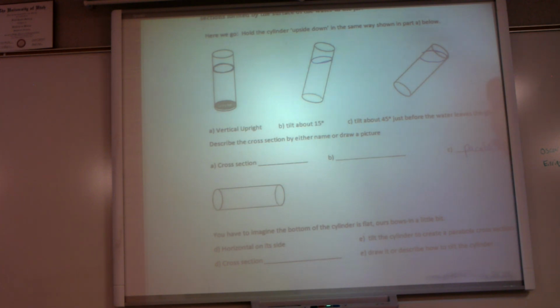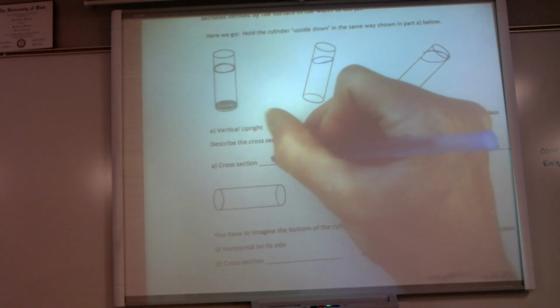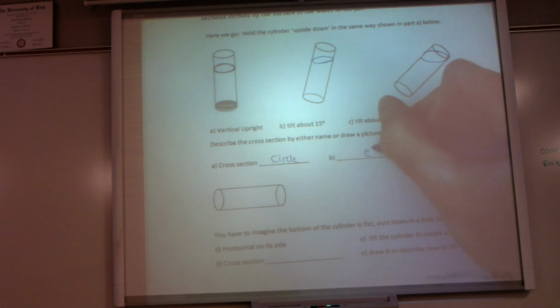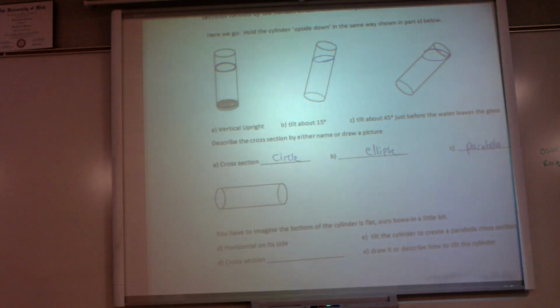And I apologize, I am not an art teacher because I can make this look so much better if I was more artistic, but I hope you can visualize that when I held it like this, I made a circle. When I tilted it, it made an ellipse or an oval. And then if it goes all the way to the edge here, it's going to make a parabola.